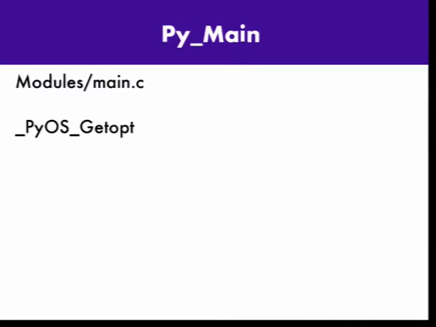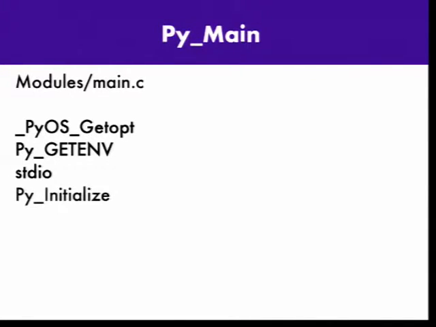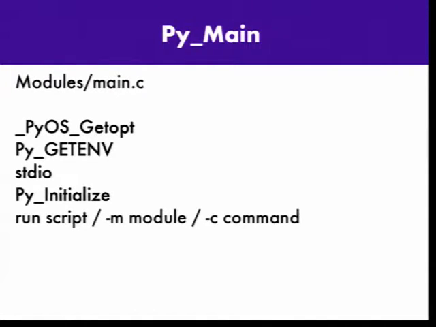PyMain handles command line option processing. It reads the environment variables that affect the runtime of the Python interpreter. It sets up standard I/O, standard in, standard out, standard error, the way that Python wants it, because you can turn on unbuffered, for instance. It calls a function called PyInitialize, which is going to initialize all of the built-in objects, the built-in types that are implemented in C. And I'll touch on that in a little while. And then it does whatever you actually wanted Python to do. It runs the script, or it runs the module with dash m, or it runs the command with dash c.